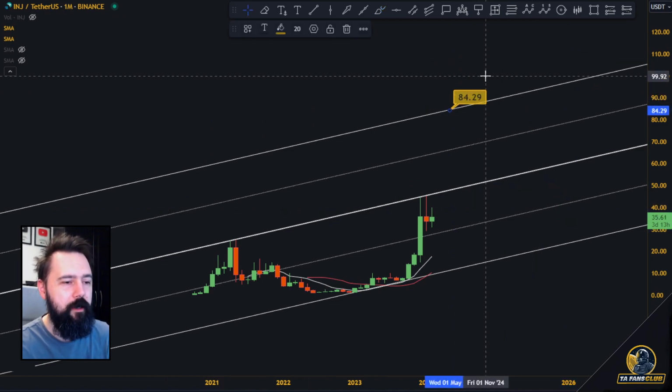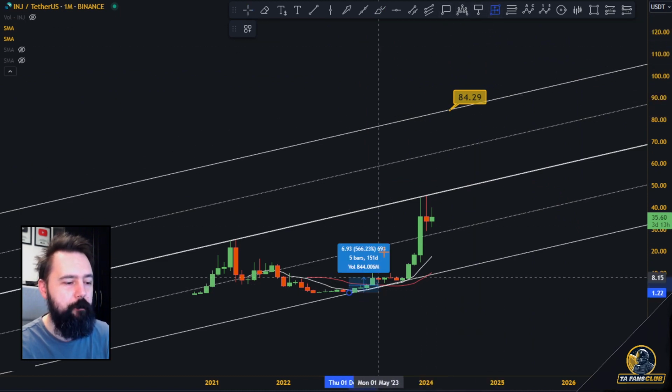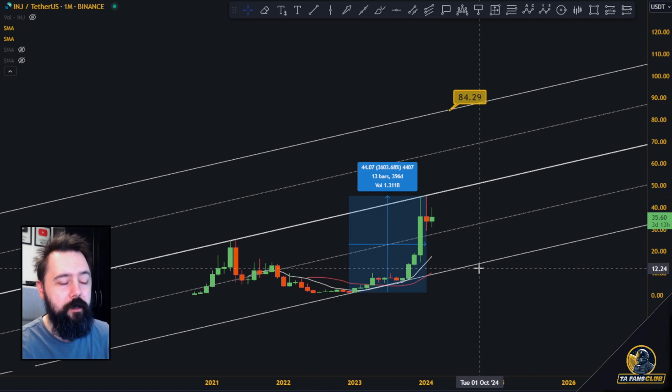So this 84 level is very, very important. Now what we're gonna see here from the very bottom towards the top right now, this Injective protocol already did 36x, right?